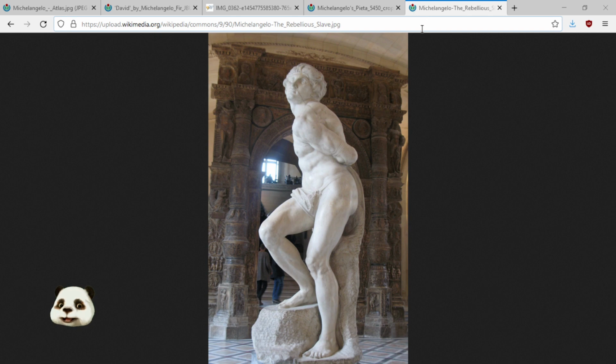Like, for example, here. This is the rebellious slave. And we can already see there is a very weird pose. And to give you an idea of what poses were generally meant to be in that time, if we think of, let me search for... Where is it? Here.